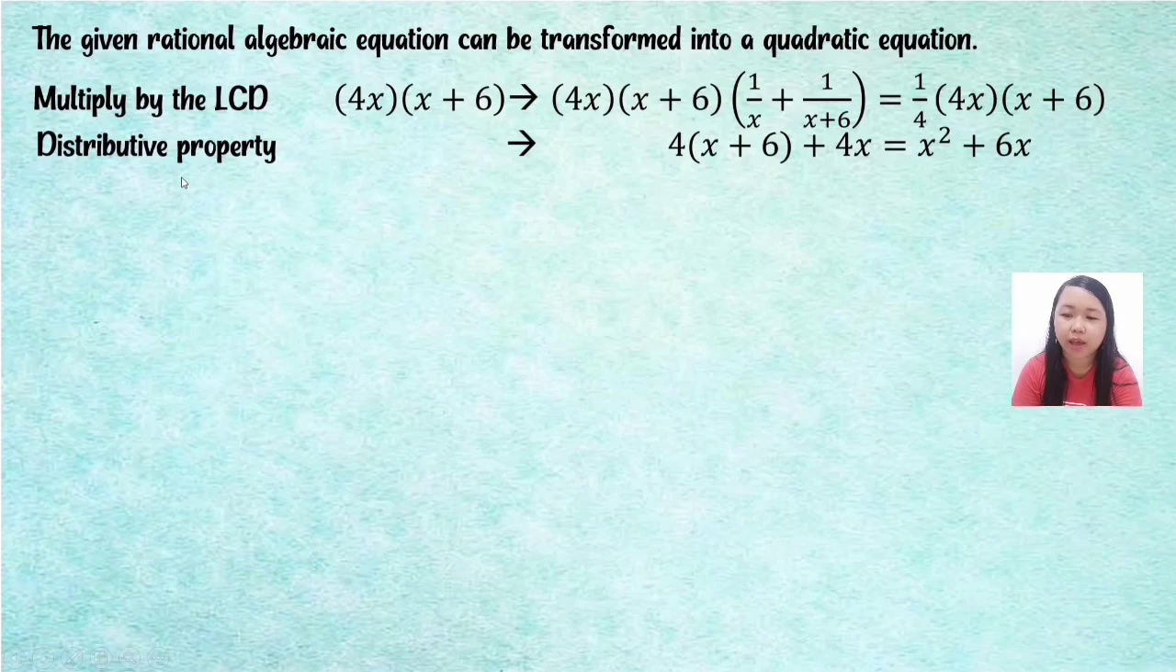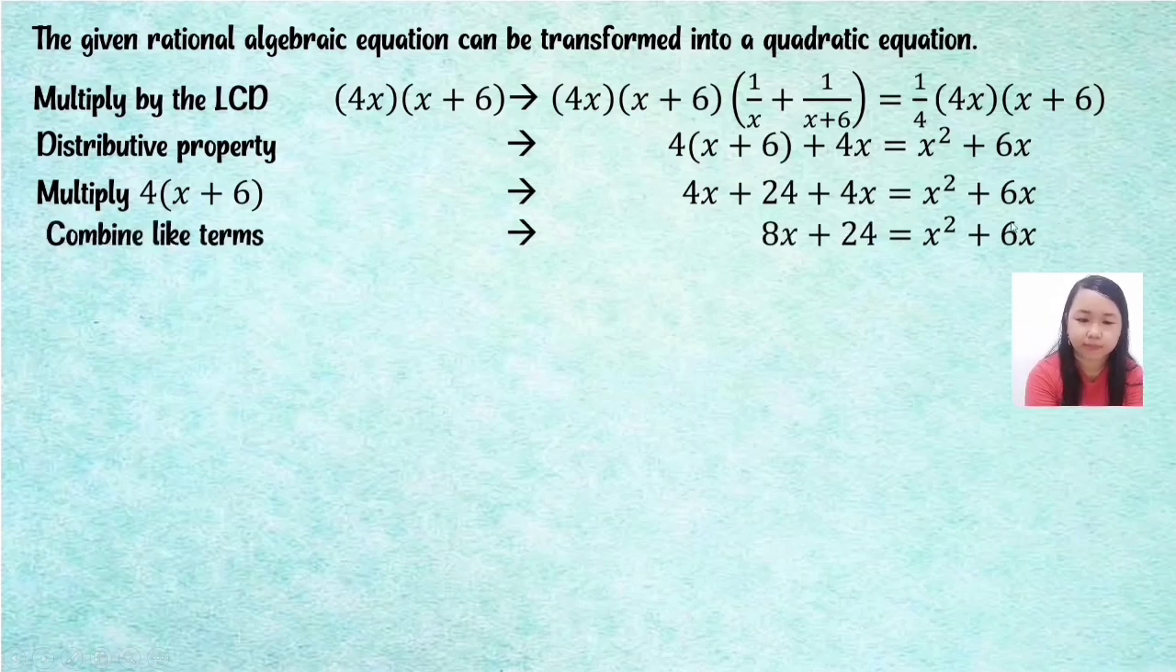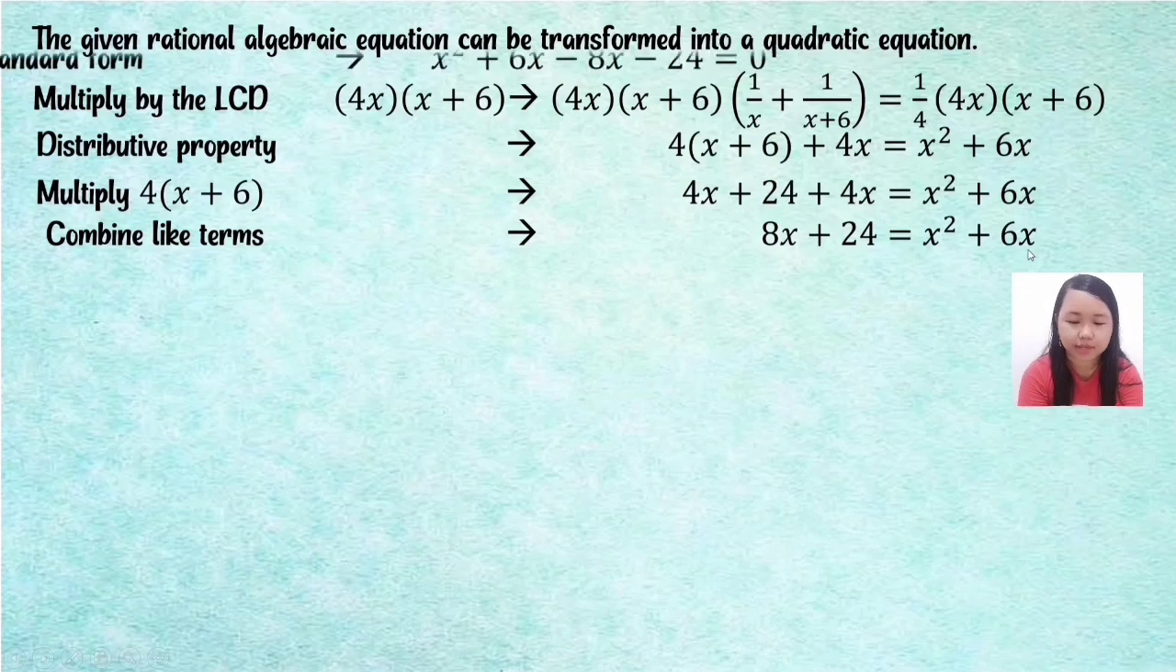And then apply the distributive property. 4 times x is 4x. 4 times 6 is 24. Copy plus 4x equals x squared plus 6x. And then we need to combine like terms. 4x plus 4x is 8x. Copy 24 equals x squared plus 6x.